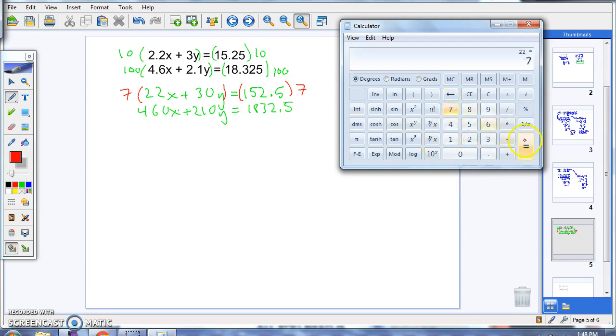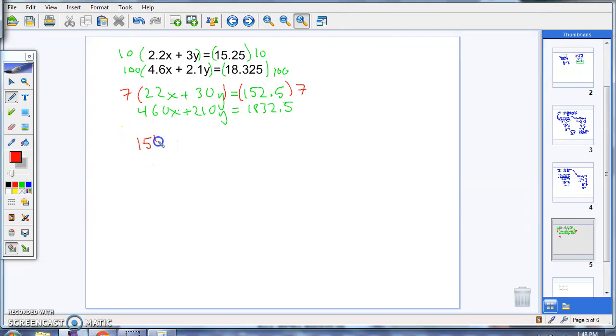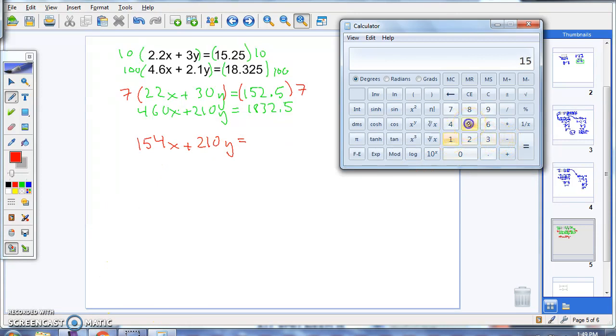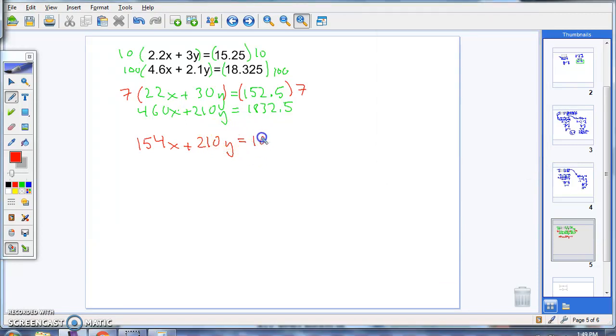22 times 7 would be 154. So that's 154x plus 210y is equal to 152.5 times 7, which is 1067.5. Now, don't worry about the 0.5s on this side. They're going to go away. And 460x plus 210y is 1832.5. Look at that, we've got things in the right sort of orders of magnitude.